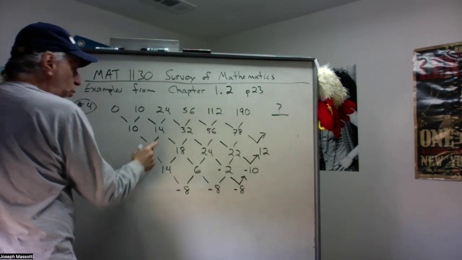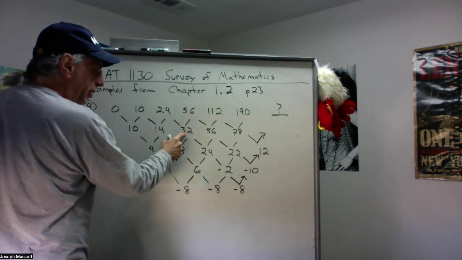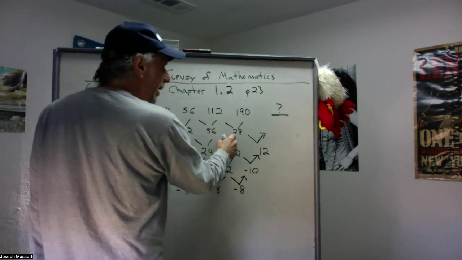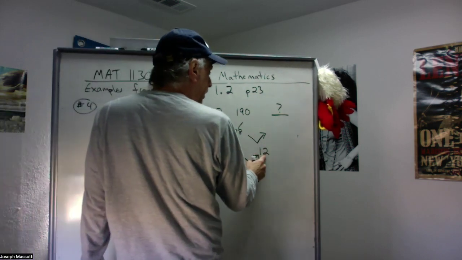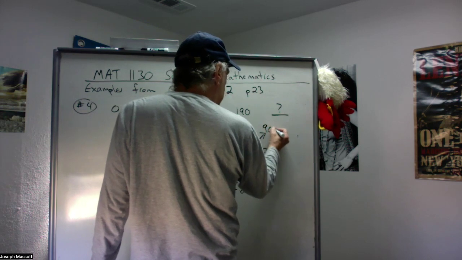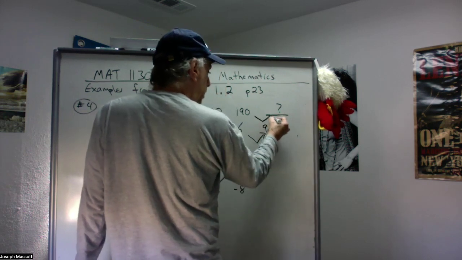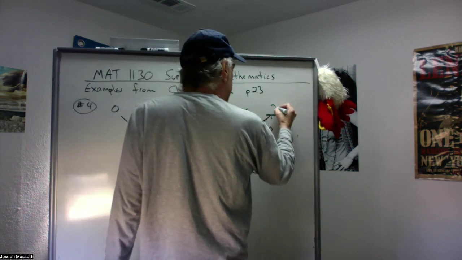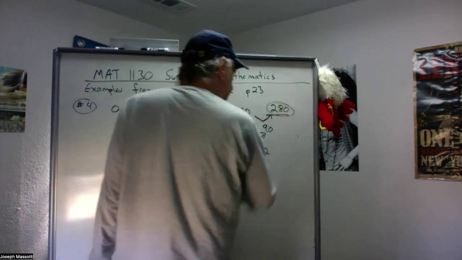just like 10 plus 4 is 14. 14 and 18 is 32. 32 and 24 is 56. 56 and 22 is 78. 78 and 12 is 90. And finally, last step, 190 plus 90 gives us our answer of 208.